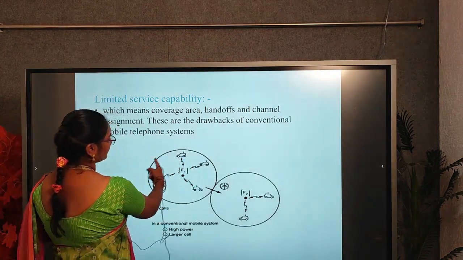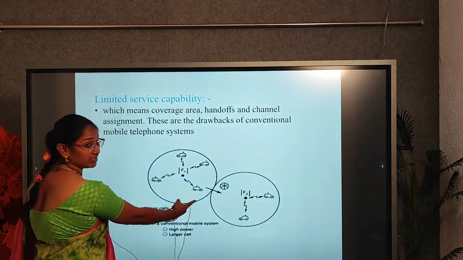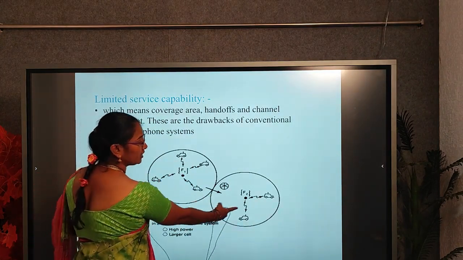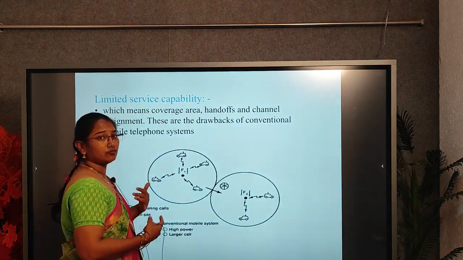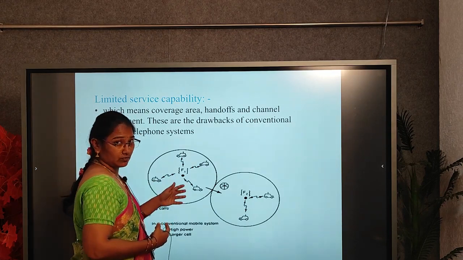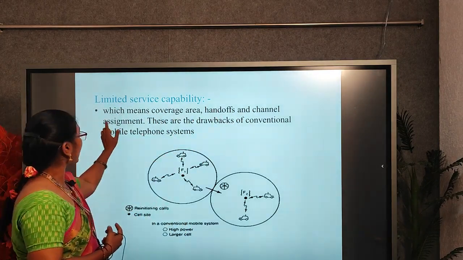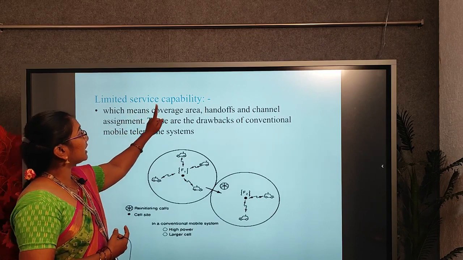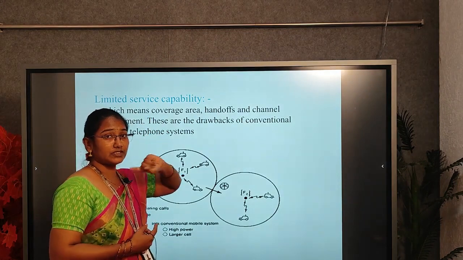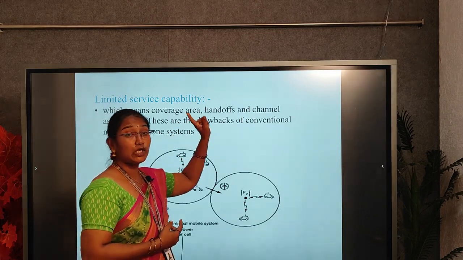See here, two cell towers are there which are covering these two coverage areas, simply represented with a circle, right? All these are moving vehicles. When we carry the phones in the car or like that vehicles, we will consider as moving, okay? So which means coverage area, handoff and channel assignment. Limited service capabilities means coverage area. The first characteristic is coverage area. It is the most important parameter. Okay, next, handoff mechanism.